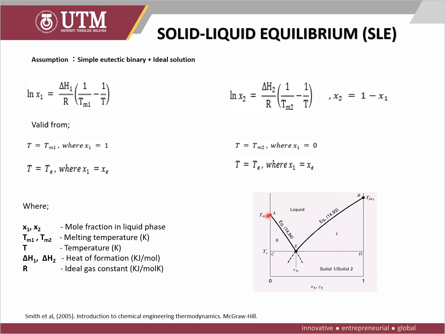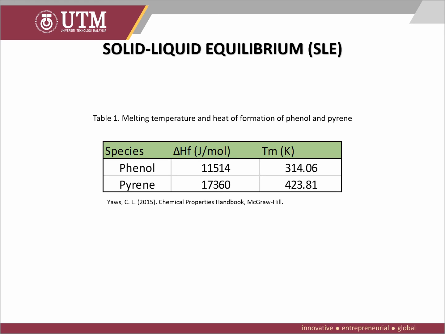Furthermore, the curves AE and BE intersect at a point which is known as the eutectic point. At the eutectic point, the liquid mixture is in equilibrium with both solid 1 and solid 2. Furthermore, the melting temperature and the heat of fusion are given by the pure compound, which in our case is phenol and pyrene, since we assume the binary mixture is an ideal solution, and the values of the melting temperature and the heat of fusion are given in table 1.